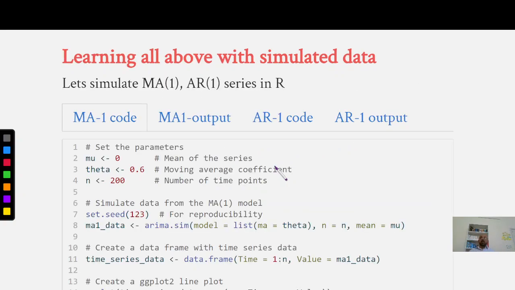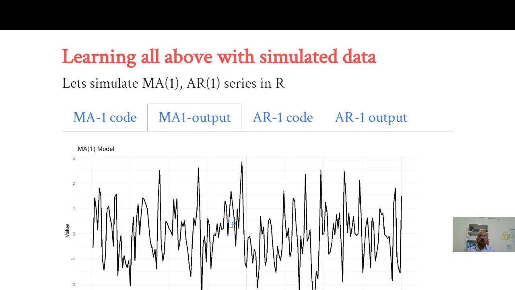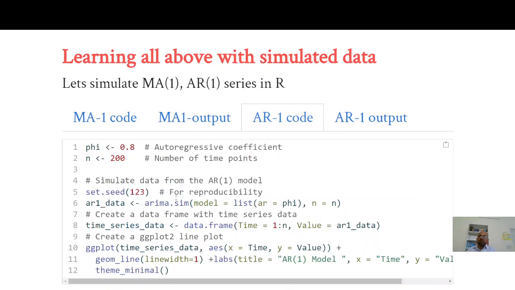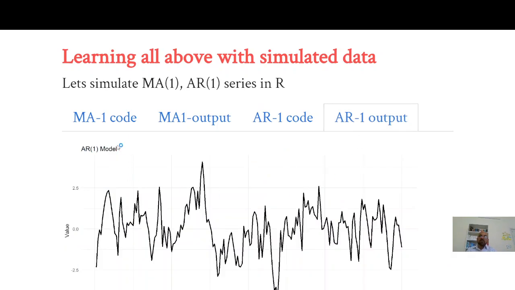Okay, let's now go with some coding. And R is awesome in this. I have the MA1 code, which I'll share with you, and at the same time its output, that's nice. This is how you can do these things in Quarto Markdown, and this is how the MA1 model looks. Similarly, the AR1 code. This is basically simulated code. You have 200 total observations. You have set the seed for reproducibility, AR1 data, so time series data, and you have plotted it, and it looks this way. So MA1 output and AR1 output. We'll see more on this.